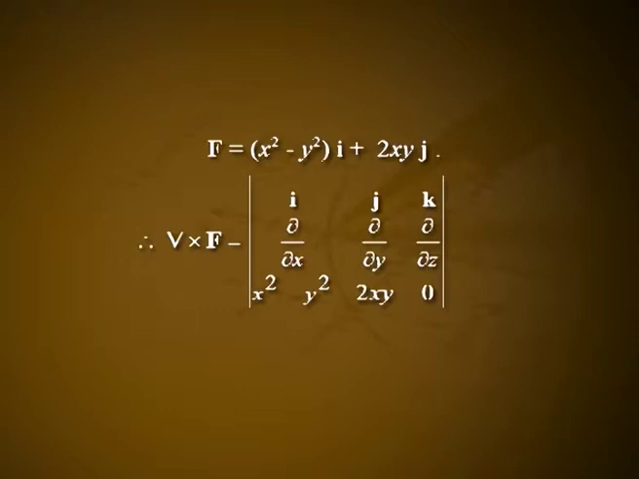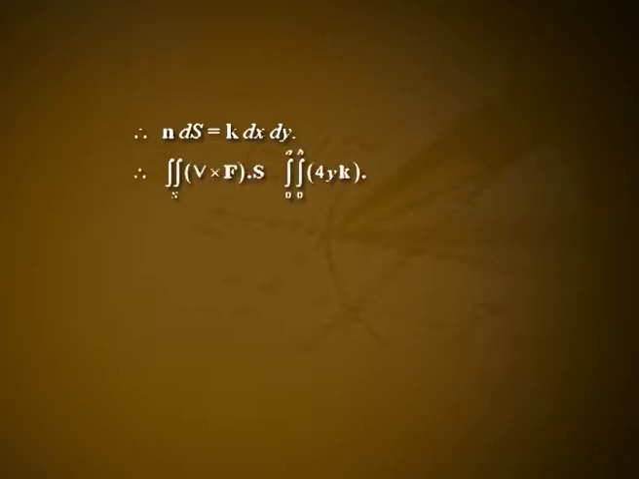Given F = (x² - y²)i + 2xy j. Therefore, del cross F is equal to the determinant with rows i, j, k; ∂/∂x, ∂/∂y, ∂/∂z; x² - y², 2xy, 0, which is equal to i(0) - j(0) + k(4y), which is equal to 4y k. The surface is the rectangular region in the xy plane. Hence, the outward normal to the surface is k. Therefore, n dS is equal to k dx dy.